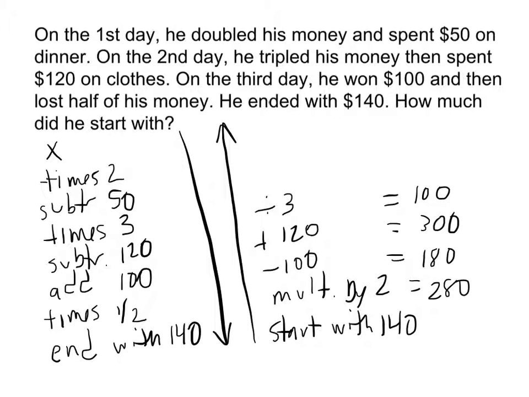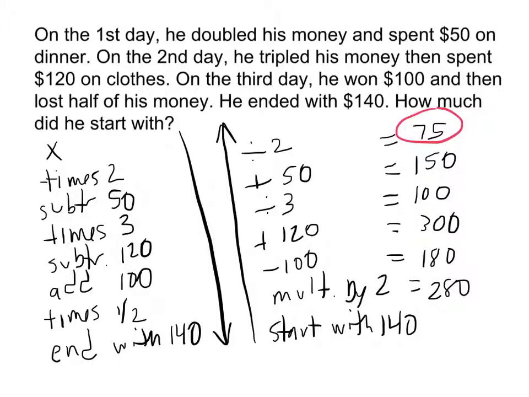The opposite of subtract 50 is add 50. 100 plus 50 is 150. The opposite of times 2 is divide by 2. 150 divided by 2 is 75. So we could say that the guy started with 75.